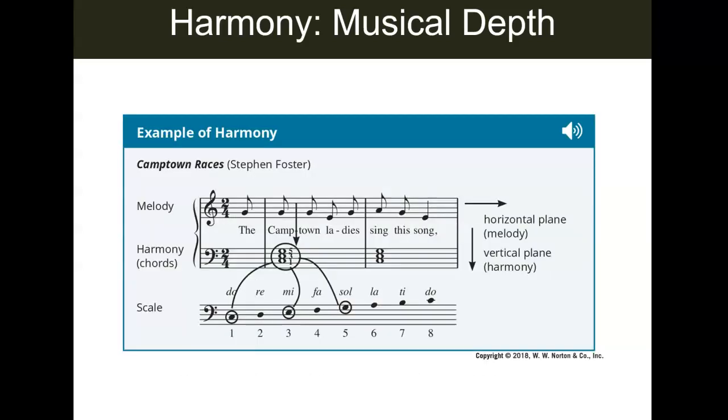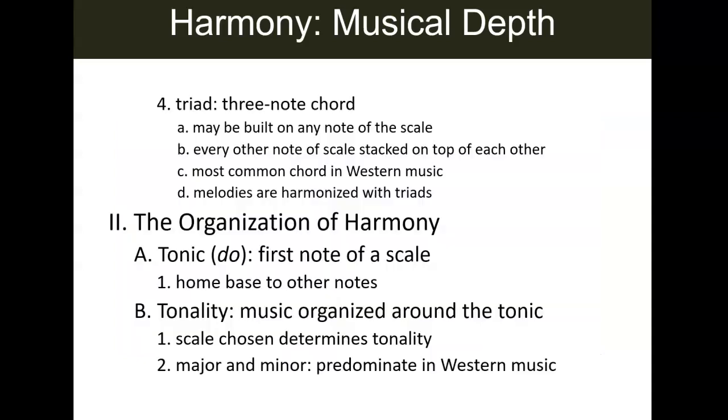Here's an example of harmony. A simple song, Camptown Races. This is an old song written by an early American composer named Stephen Foster. You see the melody on the top staff, and you see the harmony, those chords, in the bottom staff. In the melody, you'll just see one note at a time, the horizontal plane. Looking down vertically, you see several notes happening at the same time. They've combined do, mi, and sol, 3 notes, or a chord. They've taken notes out of the scale to create a chord.